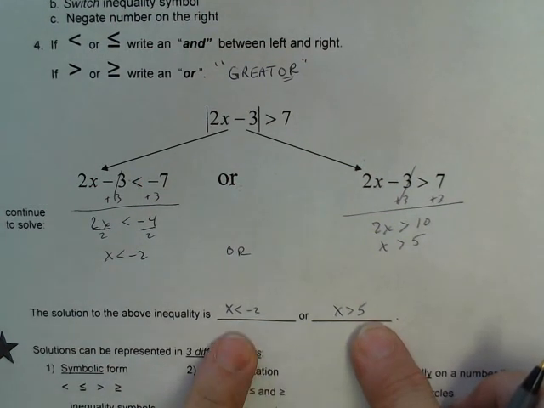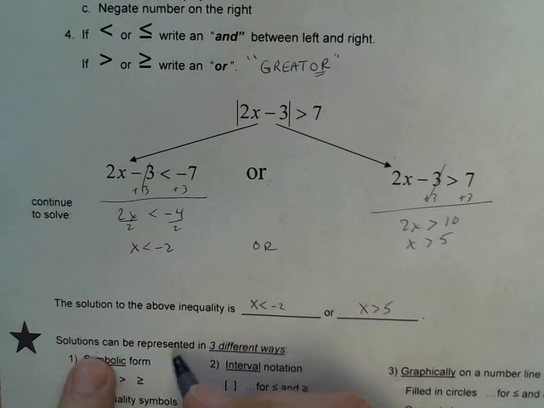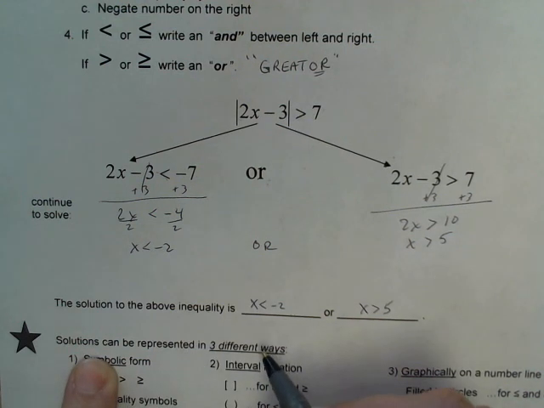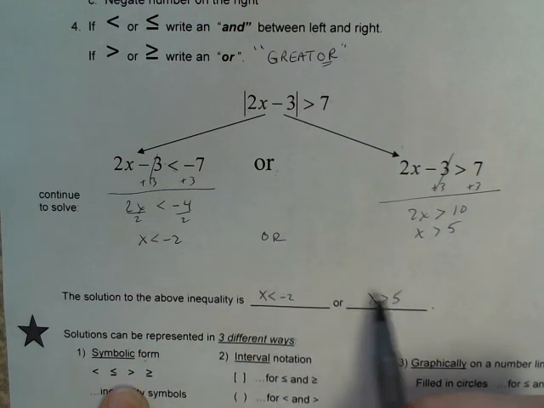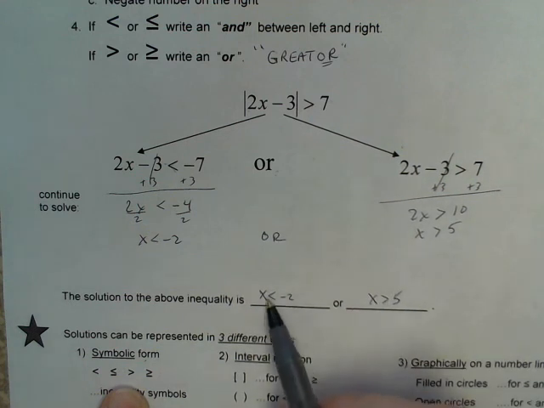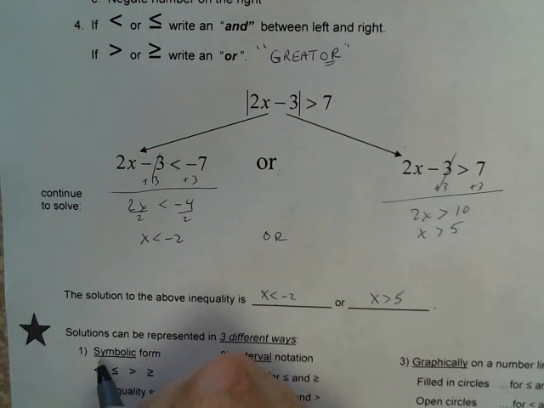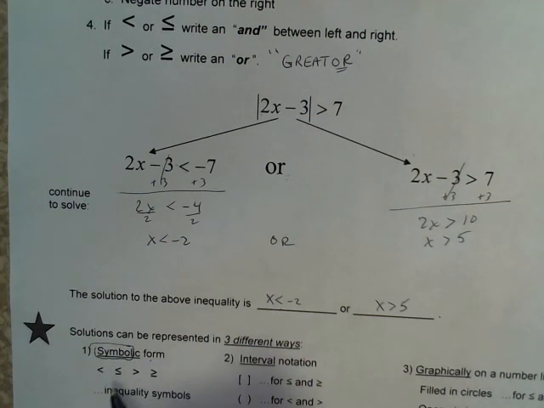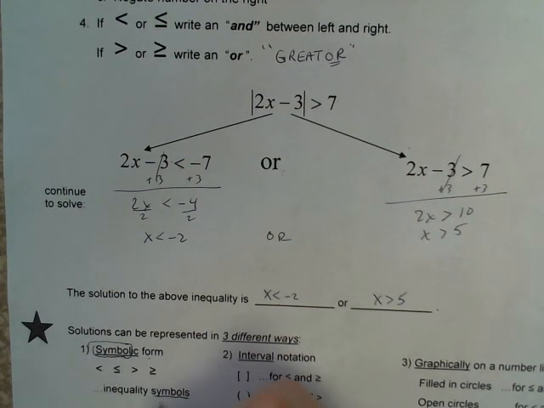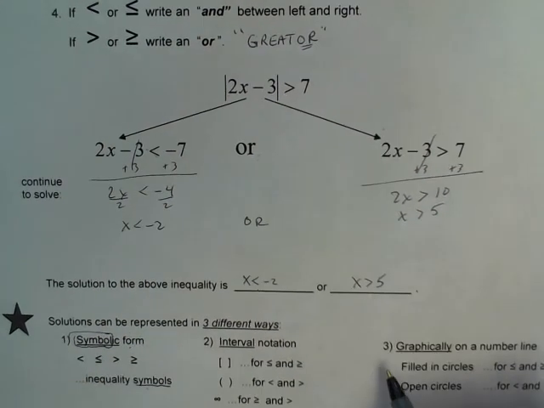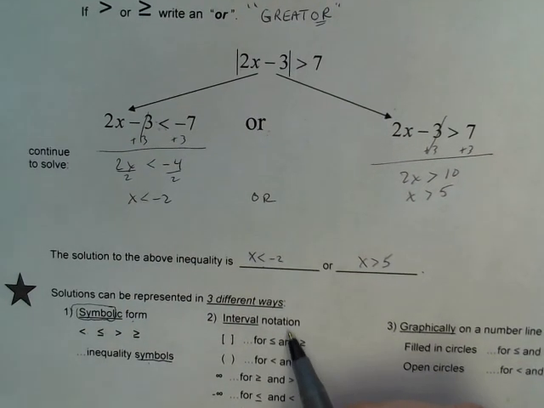Now when we do inequalities, solutions to inequalities can be represented 3 different ways. The first way is a symbolic way, and that's how you have listed it here. The root word of symbolic is symbol, and the symbols are those 4 inequality symbols. Now there are a couple of other different ways to represent these.